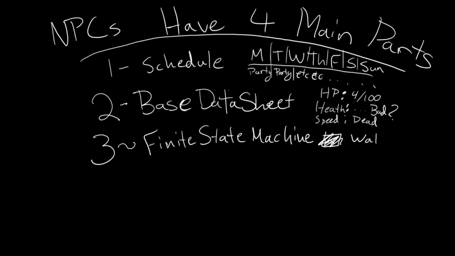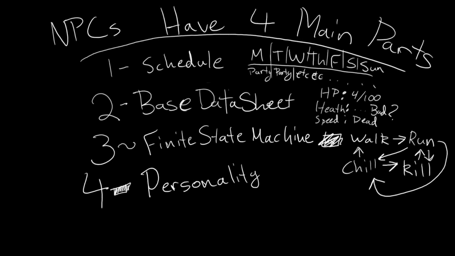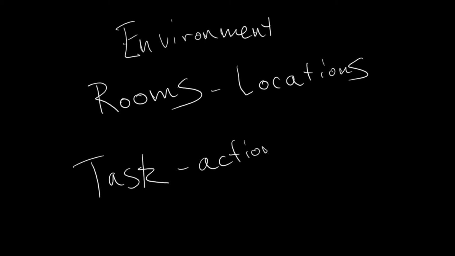Of these things, I have the schedule, the base data sheet, and the finite state machine implemented in at least some capacity, and the personality is the last step and also by far the least important, because all it does is modify what you already have laid out. All environments for AI have 2 main parts to them. They have rooms. These are chunks of the environment where there are things for the AI to do. Then they have tasks. These are interaction points that either have the AI do an action or allow them to meet a need that they have. Again, these are implemented in a basic way, and now I get to actually show you them.